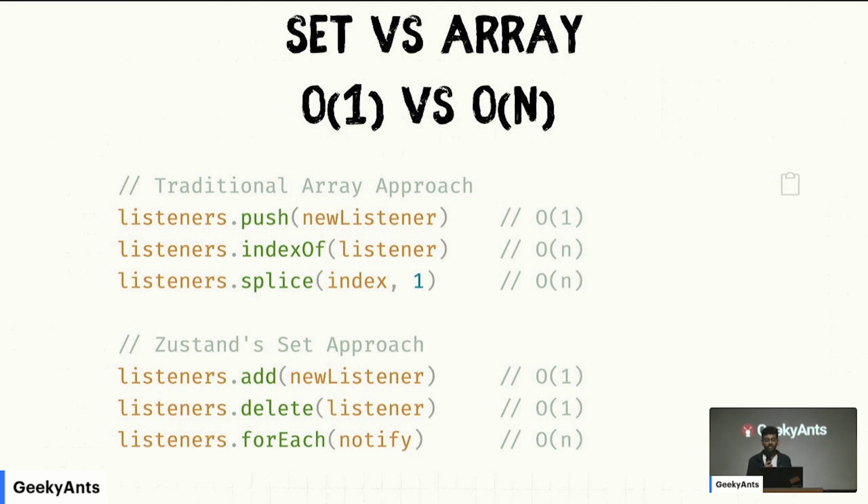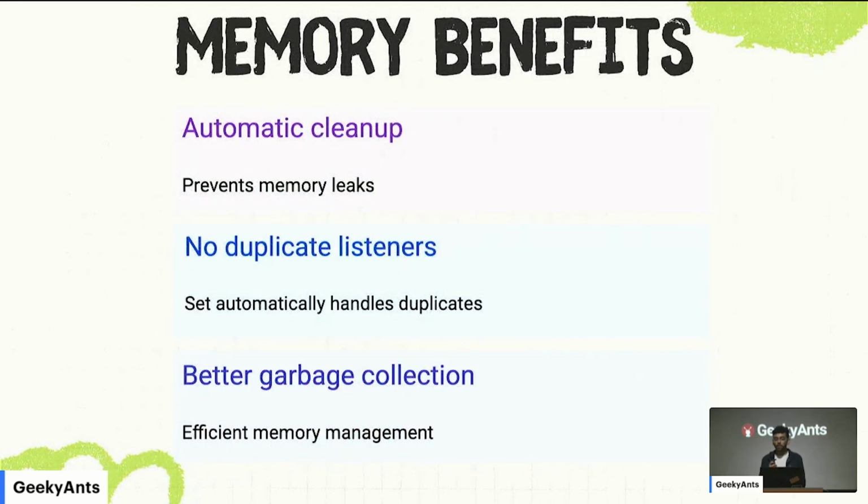So where does Zustand win? It uses a Set data structure. It uses big O of one operations for addition and deletion, in comparison to Redux, because Redux uses an array. Redux uses an array because it is very old and was initially written that way, and at that time sets were not that popular. Sets were a newer approach and very performant. So there are automatic cleanups, no duplicate listeners, and better garbage collection.